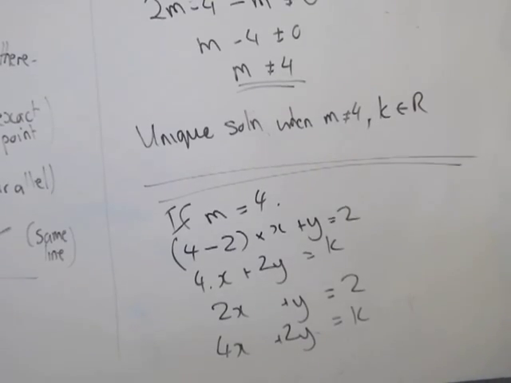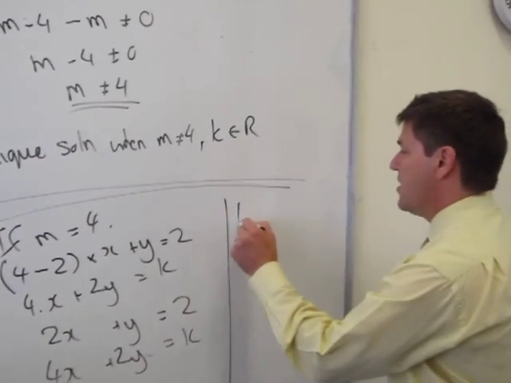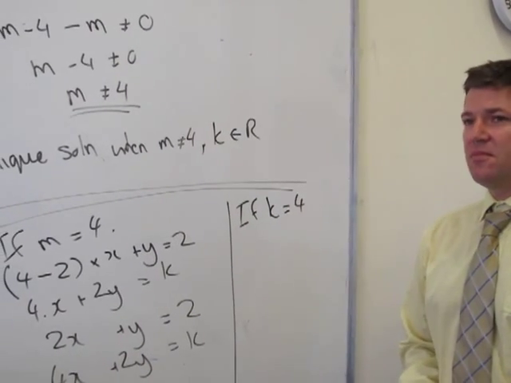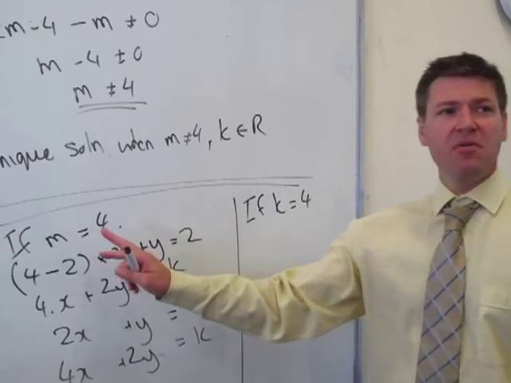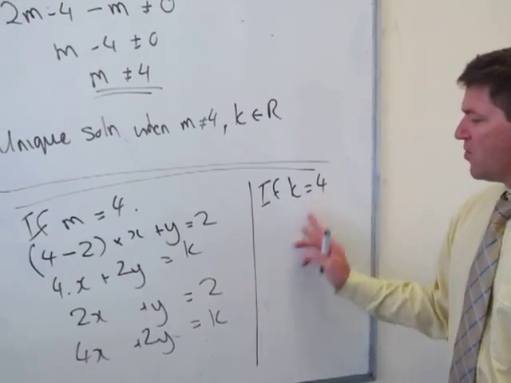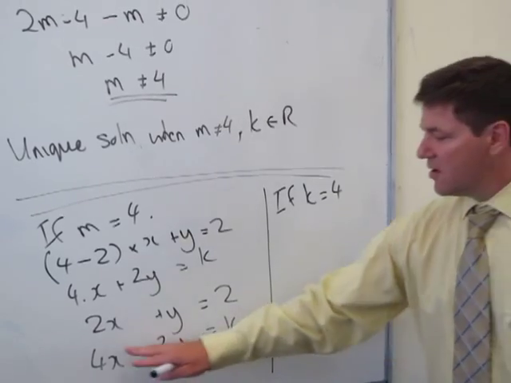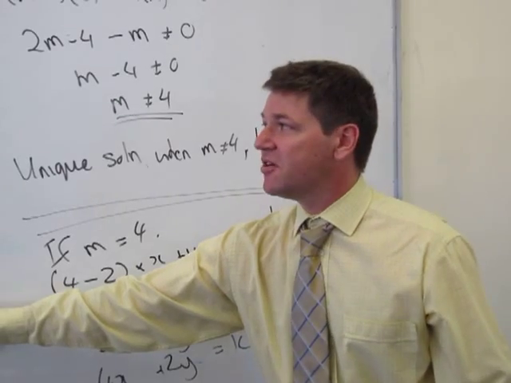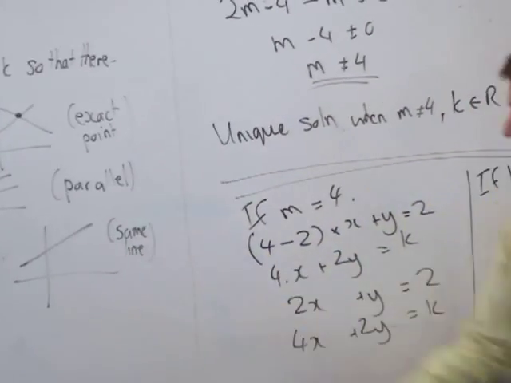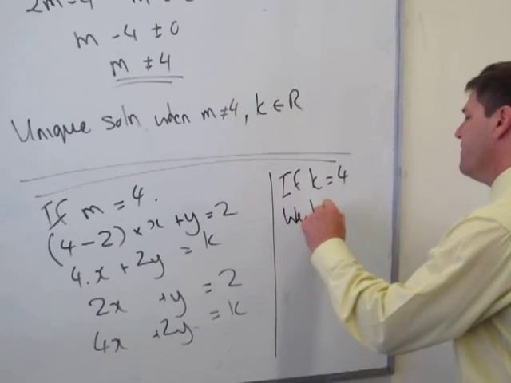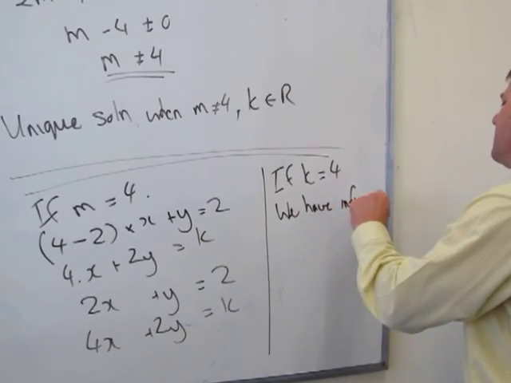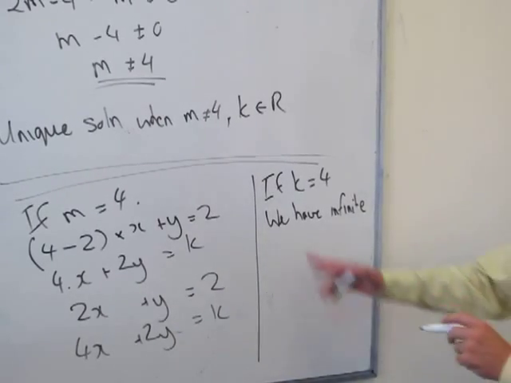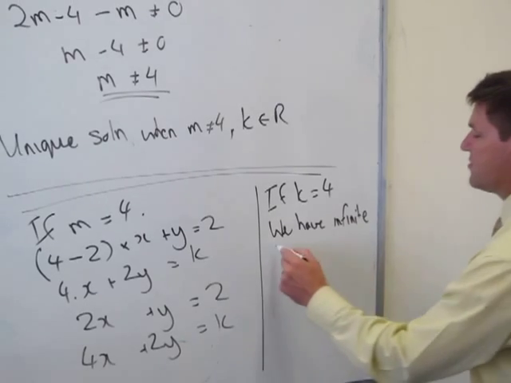Now this is the interesting part. I'll just write it in here. If k was actually equal to 4, what would happen? We've said m is 4. What happens if k is 4? What is that going to be? Same equation. If it's the same equation, how many solutions have we got? Infinite. So if k is 4, we have infinite solutions. I don't even think we had to answer that. Oh yeah, we did. We had to answer all of them. So if k is 4, we have infinite solutions.